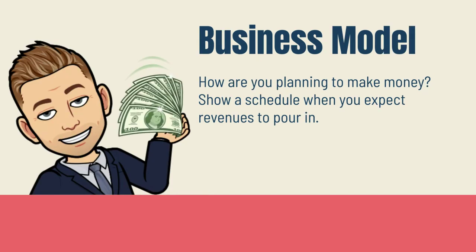Then you have a business model. So how are you planning to make money? Show a schedule when you expect revenues to pour in. And that just means show a schedule when you expect all the money to pour in. When are you getting the money? Where is it coming from? Who are your customers? And when is it happening? When do you actually foresee this happening? What is your business model?